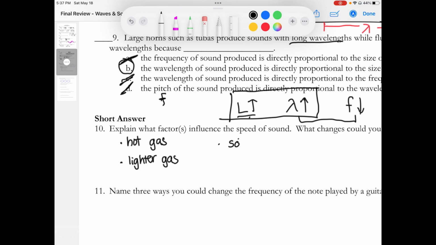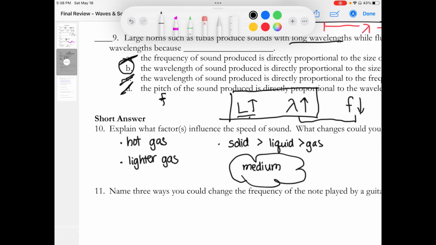Sound travels faster in a solid because the particles are close together so the collisions happen more quickly. Faster than in a liquid or in a gas. But the big idea for this question is that speed of sound depends on the medium it goes through. If you answered things that change the medium of the sound, that would work.